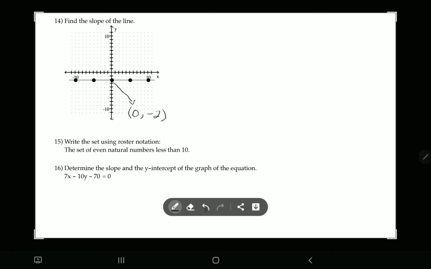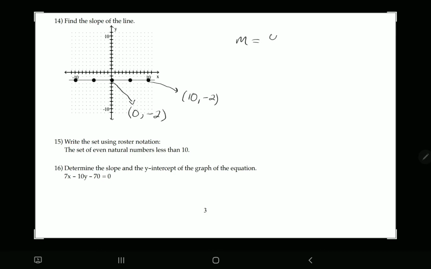Remember, this is the y-intercept. The y-intercept has an x value of 0. And I'm going to take this point right here. And that point is going to be (10, -2). The x is 10, the y is -2, and I'm going to use my slope formula. M equals the change in y, which is y2 minus y1, divided by the change in x, which is x2 minus x1.